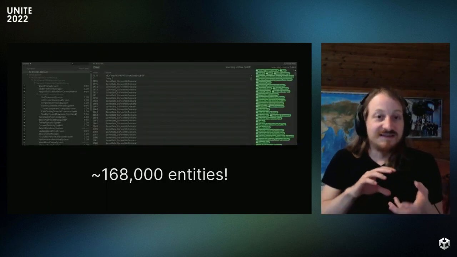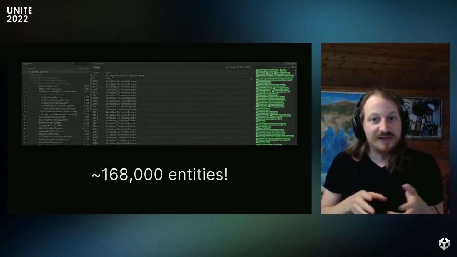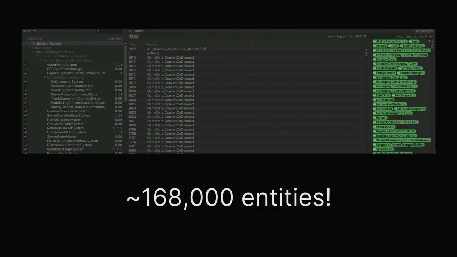Just to give you a slight idea of the sort of scale that we're looking at, here's what you see in the entity inspector in a smaller test case. That's not actually the full size of the dedicated server. It's about 168,000 entities. Keep in mind that this is actually an old version of the inspector, since V Rising is still using an old version of entities. As said, they're early adopters.